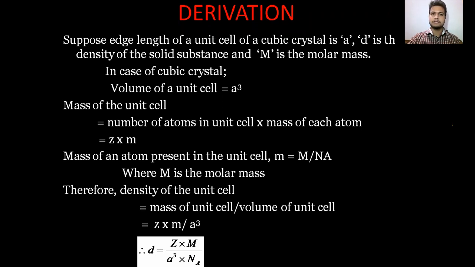So with the help of this formula, we not only calculate the density, we can calculate the edge length of the unit cell, A. We can calculate the molar mass of an atom or molecule. We can calculate how many particles are present in that unit cell, or we can even calculate Avogadro's number. That is the significance of this formula. So we can calculate any one of these five variables if the rest four are given.